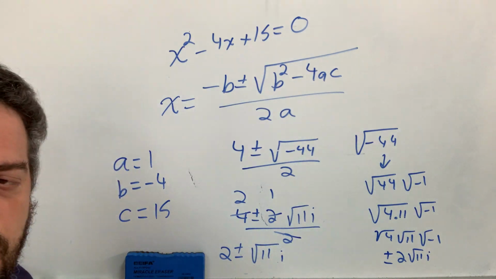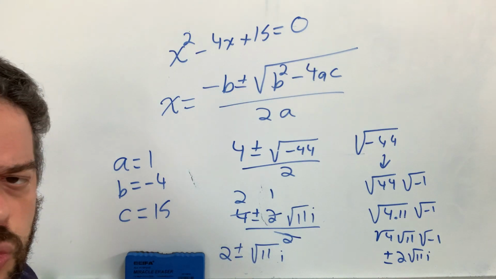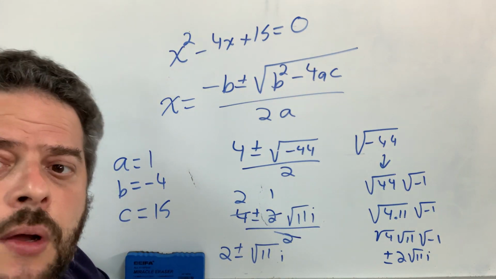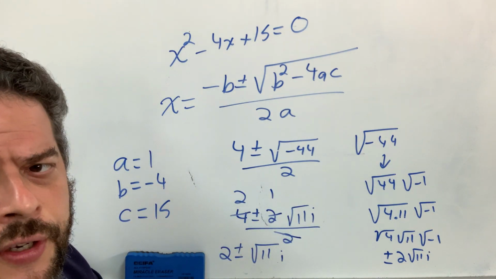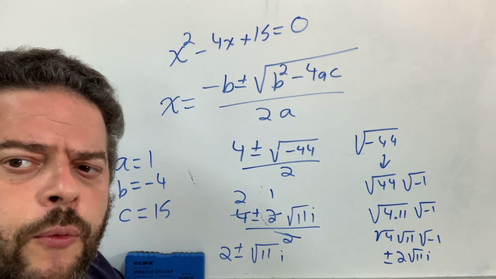And pretty much those are the two answers. 2 plus square root of 11 i, 2 minus square root of 11 i. And that's it for solving using the quadratic formula. We will be using the quadratic formula more this year, so we'll see it later on. And again, this is pretty much a refresher of what we did last year.